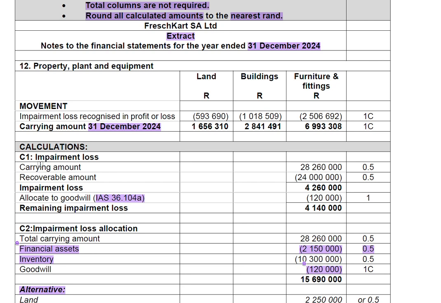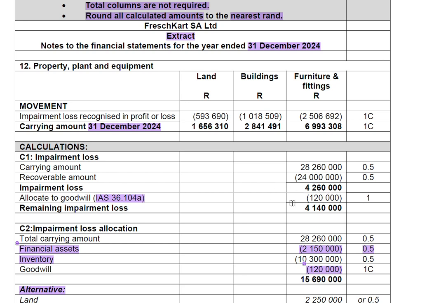If we look at C1, it talks about impairment loss. How do we determine the impairment loss? It is the carrying amount that we have been provided for all the assets of 28,260 minus the recoverable amount which we were provided of 24 million. Just for bringing in the amounts that we were already provided, we get 1 mark. Then the impairment loss that we determine is 4,260,000.